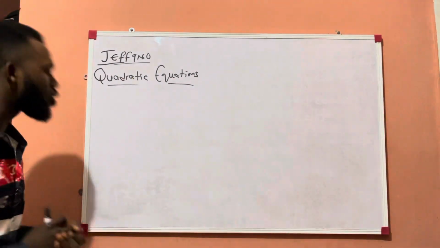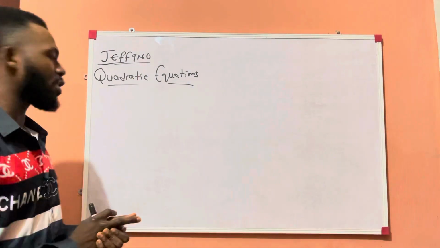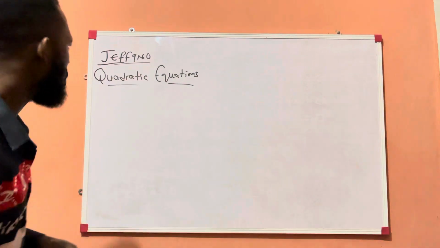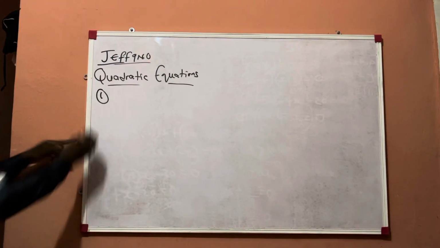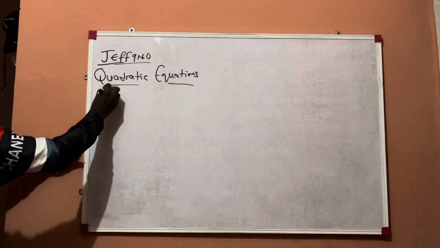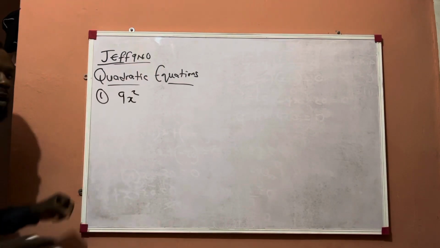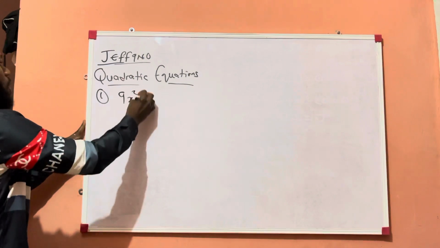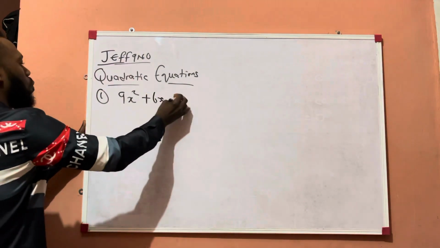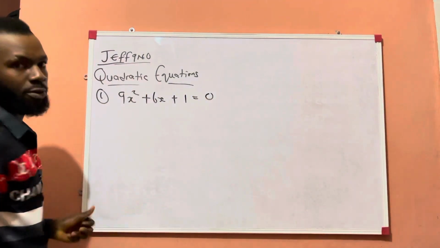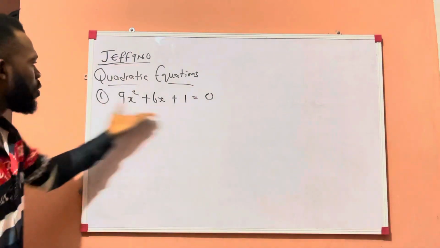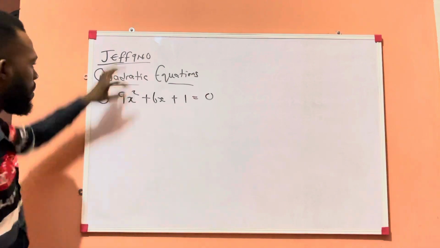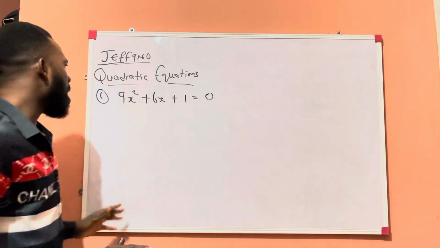We are going to be looking at 2 questions, and after this we are done with the end of the class. So the first question we are going to be looking at is, if we have something like this, 9x² + 6x + 1 = 0, and then we are told to find the values of x. Now, without wasting time, we know that this is a quadratic equation because the highest power is 2. Now, what do we do?